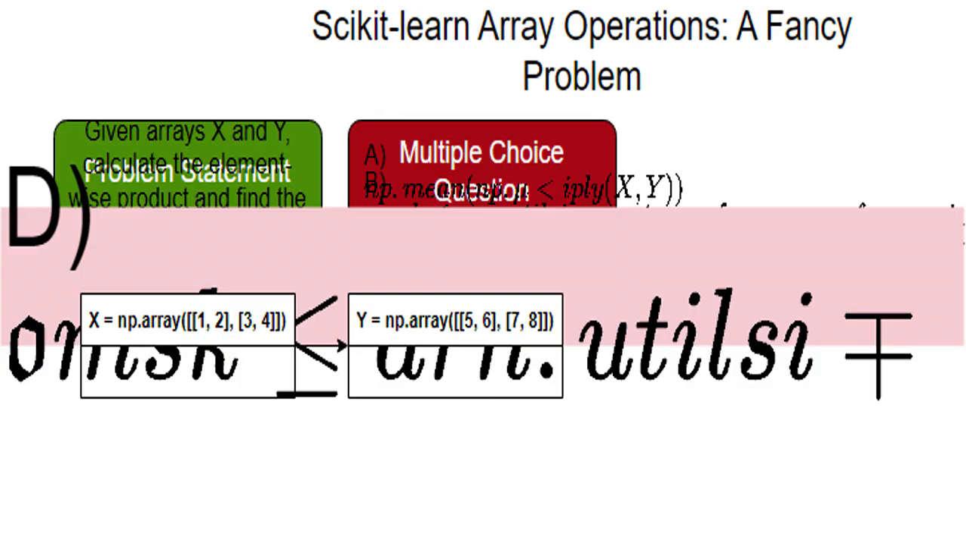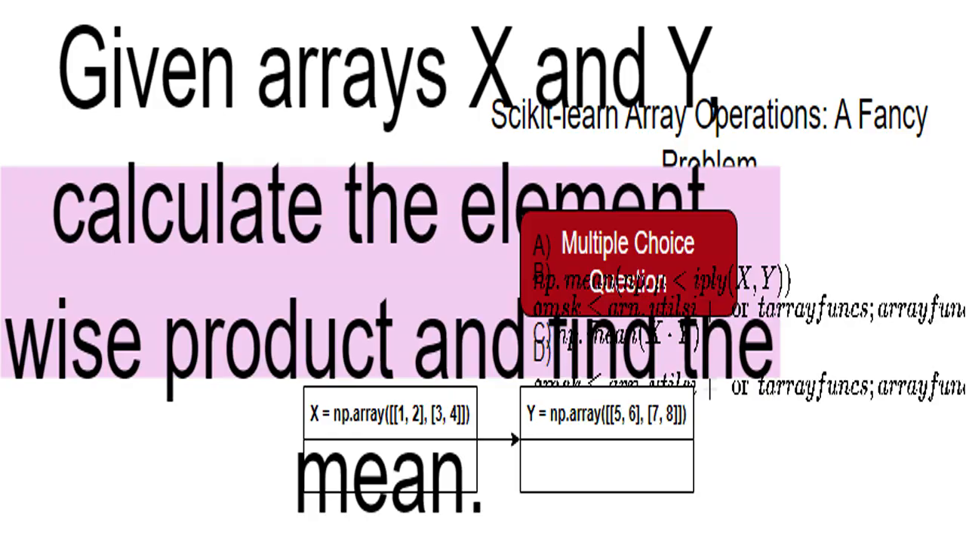This line defines array x. It's a 2x2 matrix, 2 rows, 2 columns, with the values 1, 2, 3, and 4 arranged as shown. NP is short for NumPy, a fundamental library for numerical computation in Python.